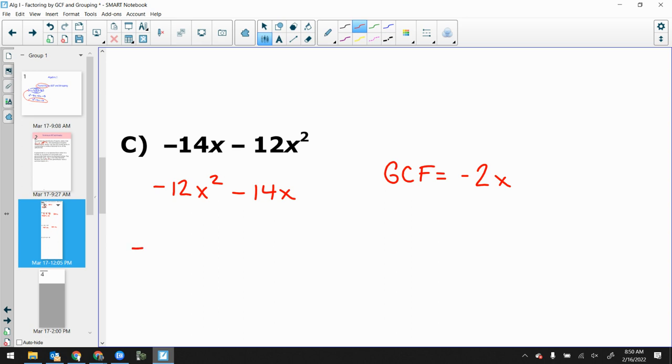That's when your GCF is negative. Okay, so what does that mean? Well, we put it on the outside and we divide it out. So what's left over? Well, 12 divided by 2, negative divided by negative is obviously positive, 12 divided by 2 is 6. X squared divided by x is x. Negative 14 divided by negative 2 is a positive 7. And the x got removed. It's gone because we brought it all the way on the outside. And there's my answer: negative 2x, parentheses, 6x plus 7.